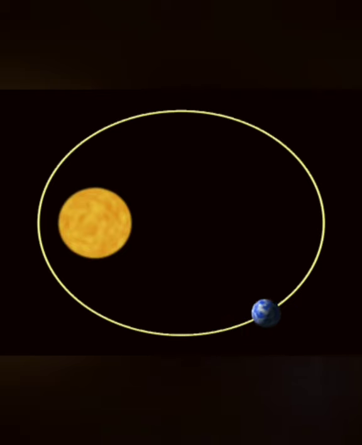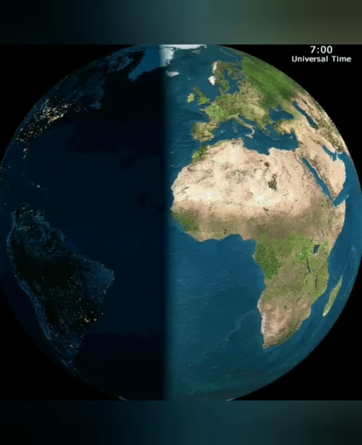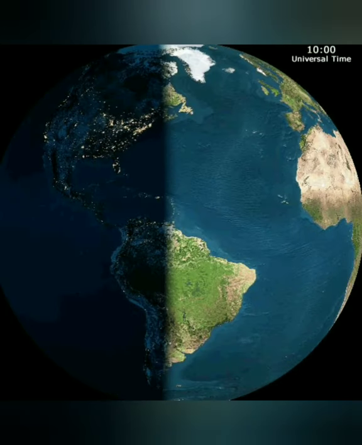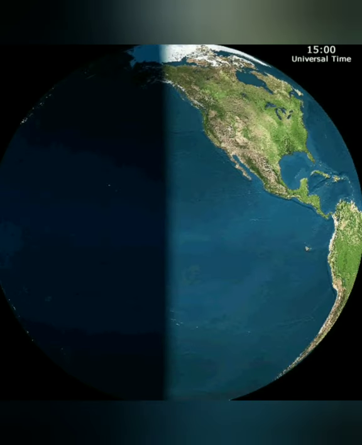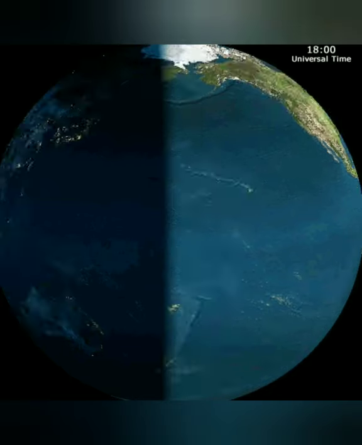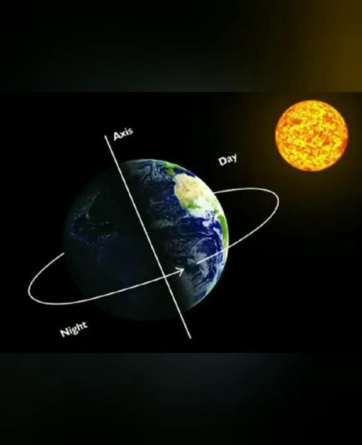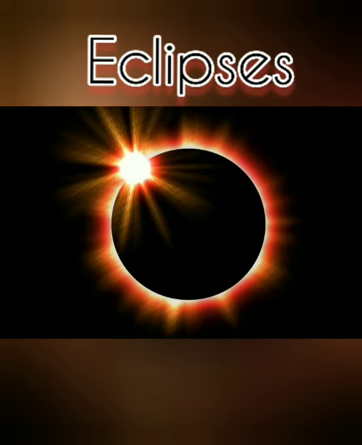Even we know that the two movements of the earth are rotation and revolution. As earth is an opaque object, the rotation of the earth causes day and night. Means when one half of the earth faces the sun, it has day, whereas the other half away from the sun is in complete darkness and experiences night. Our next topic is eclipses.